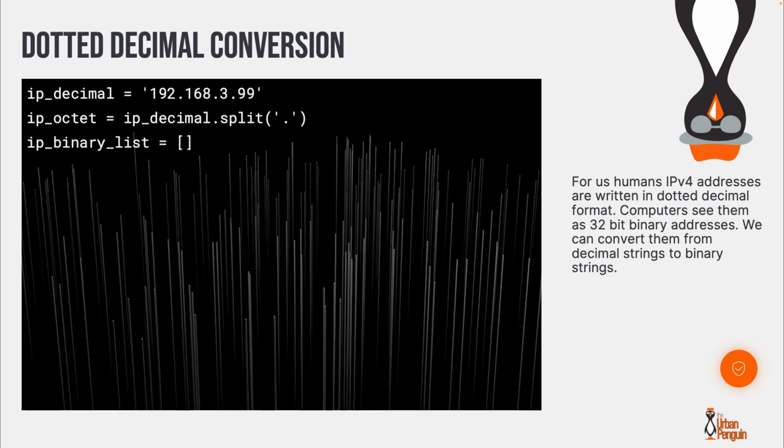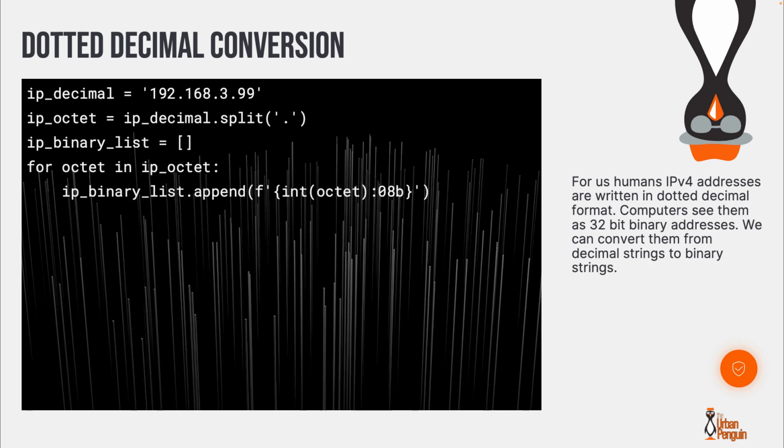We can create an IP binary list, which is an empty list. We want to create the list first, so we have the append method of our list to be able to add items to it. We're going to now go through each octet in our IP octet list. So remember, the list is going to contain 192, 168, 3, and 99. This is where we do the conversion. So we can go to our IP binary underscore list and append, but we have to convert this to binary.